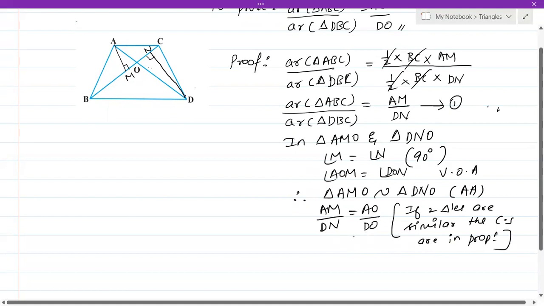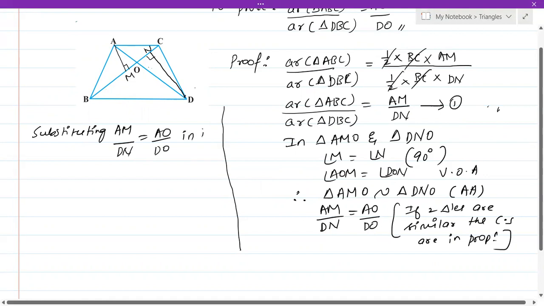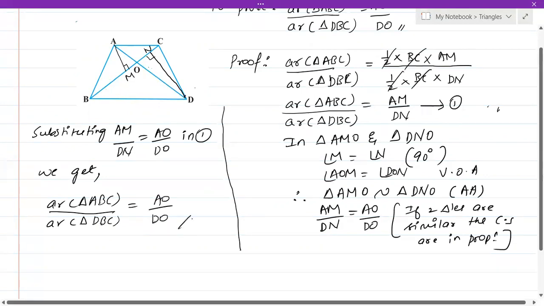Okay, so substituting this in the above result, AM by DN is equal to AO by DO in equation 1, we get the required result, isn't it? Area of triangle ABC divided by area of triangle DBC is equal to, instead of AM by DN, we can write it as AO by DO, hence proved.